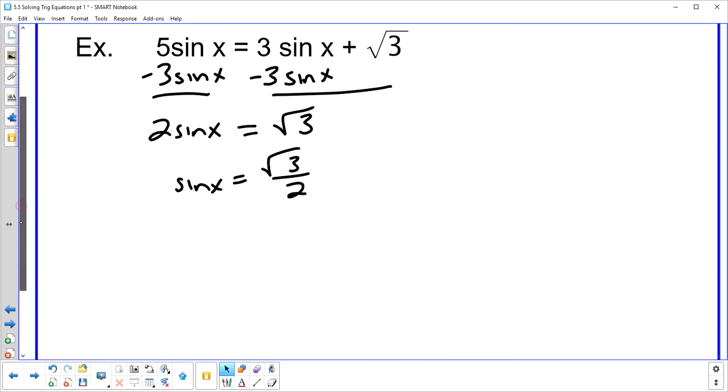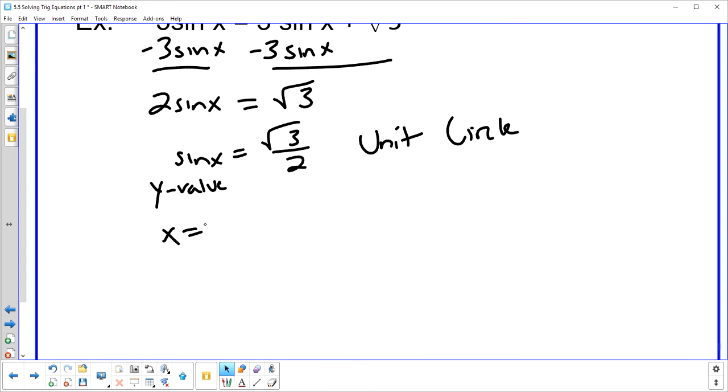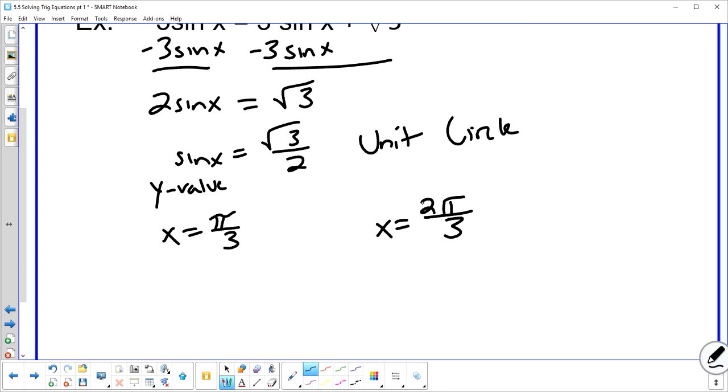Okay, here's where we need to look at your unit circle. And we need to remember that sine tells us to look for the y value. So we want to say x, what is our angle, which is what x stands for. What is our angle when our y value is square root of 3 over 2? Well, if you look at your unit circle, you see it is at pi over 3, but it's also at 2 pi over 3.